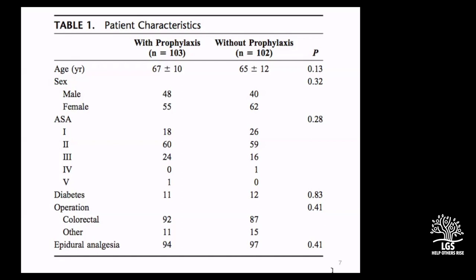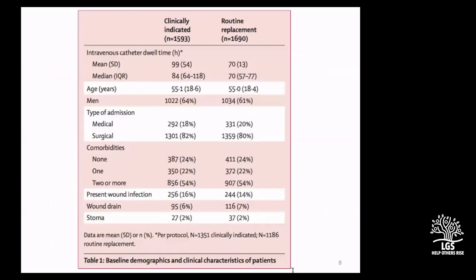But to be able to get there, you need to apply it with a certain rigidity. Again, another study where they look at a variety of things. This had to do with two types of IV catheters, one which was removed only if indicated, and the other removed on a protocol. And they showed that there was no difference between the two. But here again, when you look at the groups, in terms of comorbidities, wound infection, type of admission, age, none of the differences are significant. So there are no confounding variables.